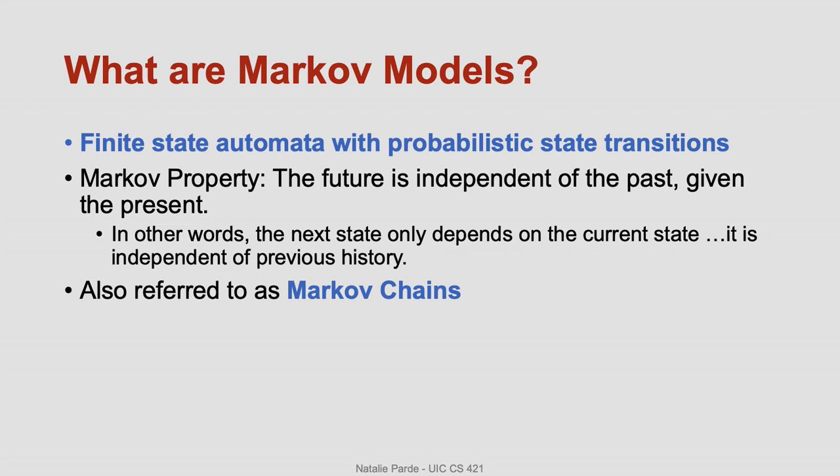Before we talk about hidden Markov models specifically, we can backtrace a little bit and talk about Markov models in general. Markov models are just regular finite state automata plus probabilistic state transitions. So rather than saying that state Q1 transitions to Q2, we can say that Q1 transitions to Q2 70% of the time. Markov models are based on the Markov property, which basically says that the next state of a model depends on the current state and only the current state. Sometimes you'll also see Markov models being referred to as Markov chains.